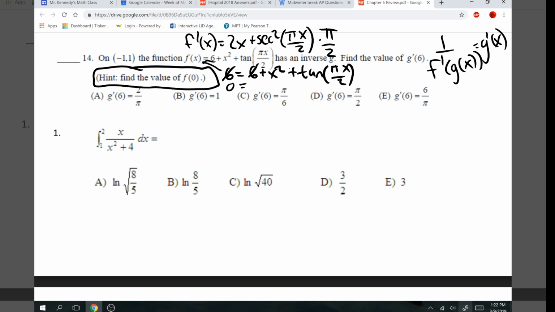So all we're going to have to do for this 1 over f prime of g of x is do 1 over f prime of 0. And that's really easy, because secant of 0 is the same thing as 1 over cosine of 0, and cosine of 0 is 1. So secant squared of 0 is also 1. And so this is just 1 over pi over 2, or 2 over pi, which is a.